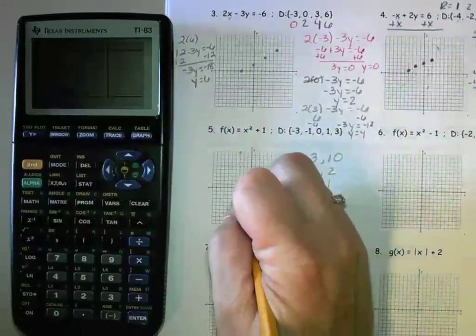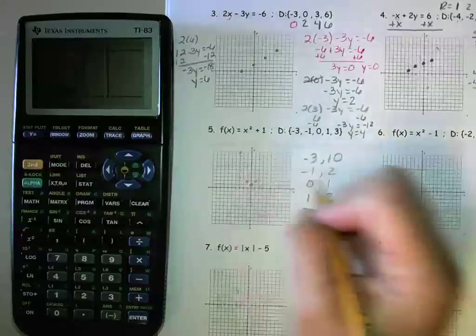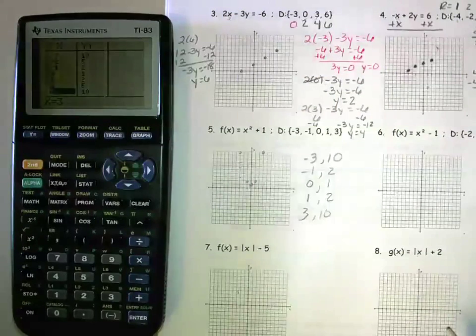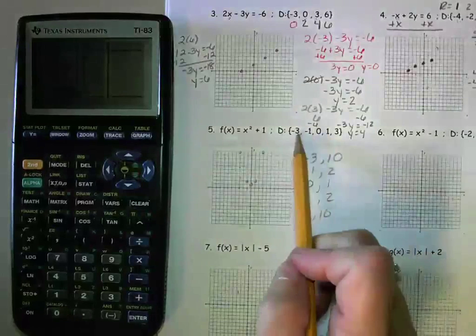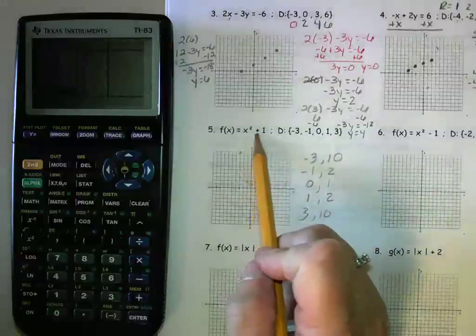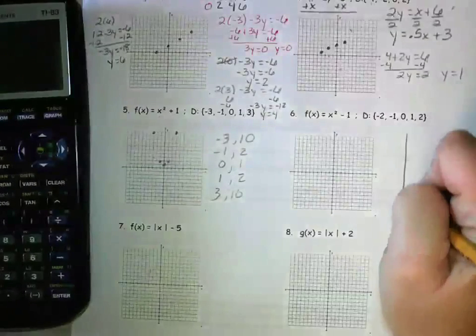Negative 1, 2, 0, 1, 1, 2, and 3, 10. And again, if you don't have a graphing calculator, you can do negative 3 squared is 9, plus 1 is 10. Actually, let's do the second one that way.